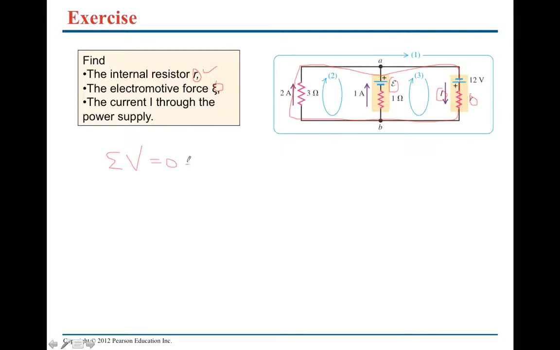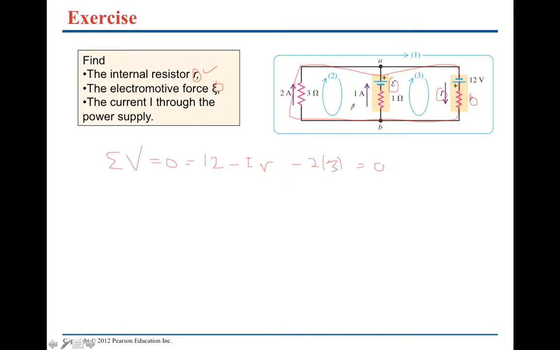If I do that, then I have 12 minus IR, because I is not known, and then minus 2 times 3, is equal to 0. This equation gives me two unknowns, right? So I still need another equation so that I can get either I or R.